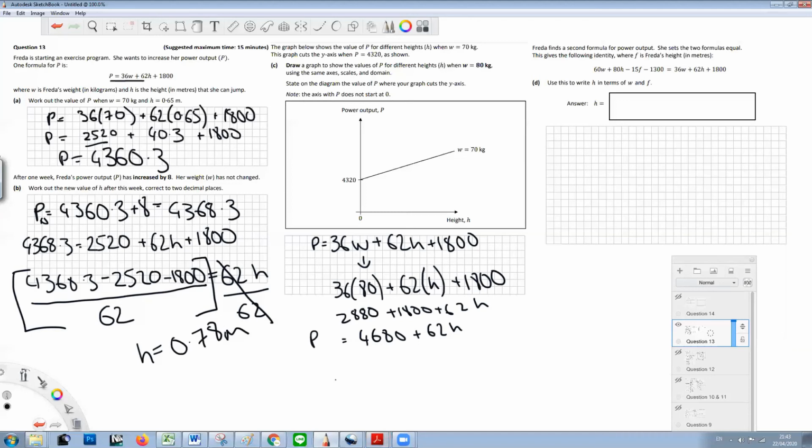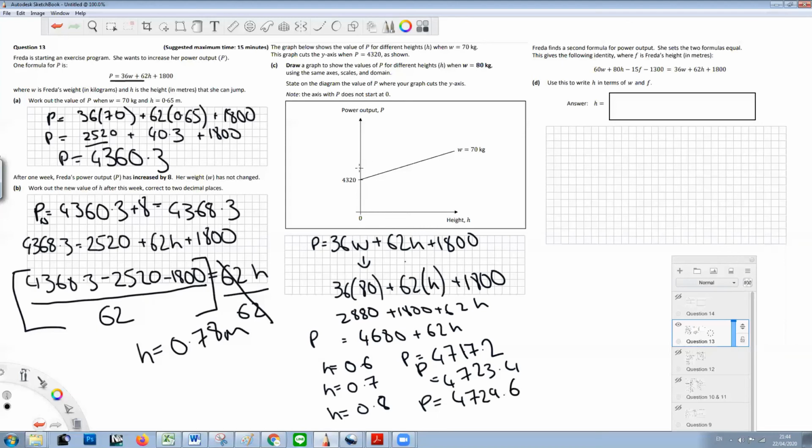And now what I'm going to do is I'm going to assume values. So it says to me, draw a graph to show the values of P for different heights. So if I said the H was equal to 0.6, well, my P value is now going to be 4717.2. So I've just assumed a value for H, and now I have this value for P. The next one I'm going to do is I'm going to assume a value of H of 0.7. And my P value is now going to be 4723.4. And now I'm going to assume a final one of 0.8. And my P value is now going to be 4729.6.